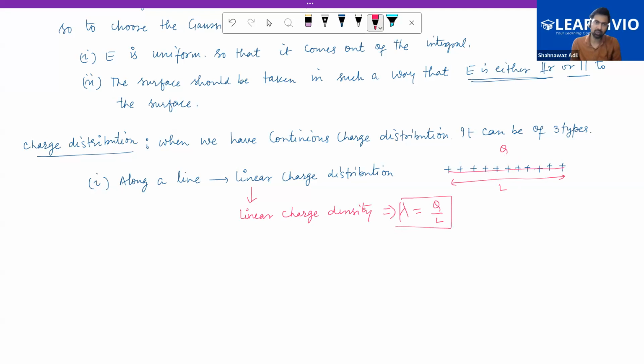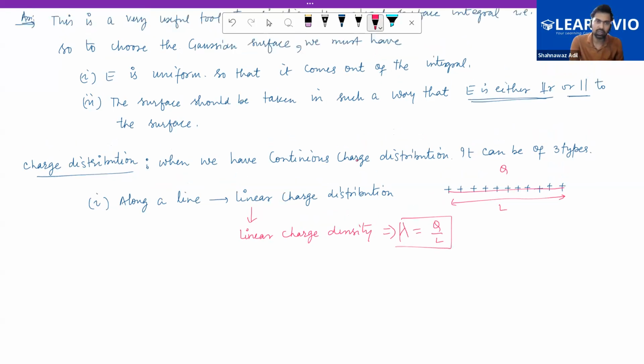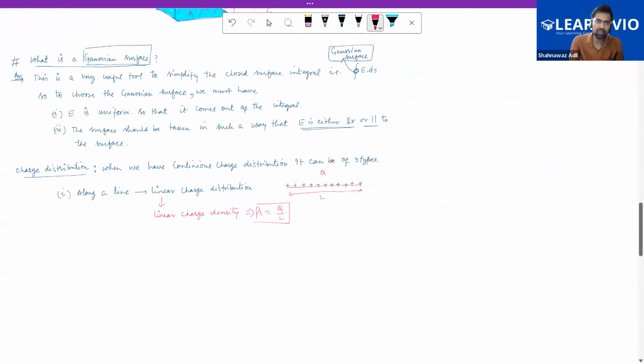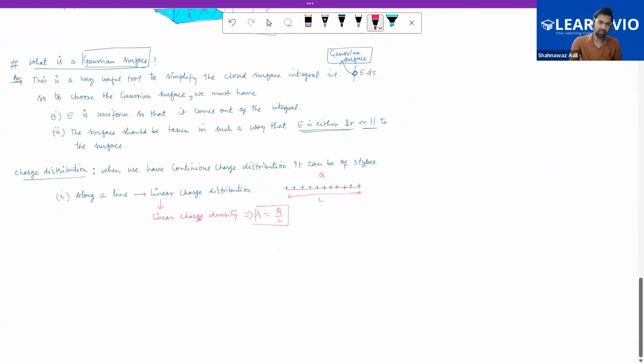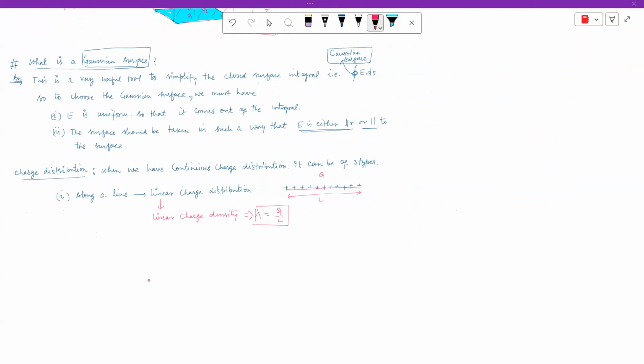Give me one moment. You please note down these portions. So please note down this Gaussian surface. And yeah, I'll be back in a minute. Okay.